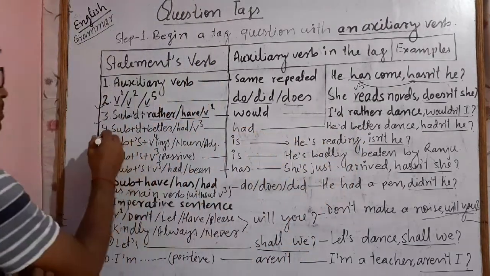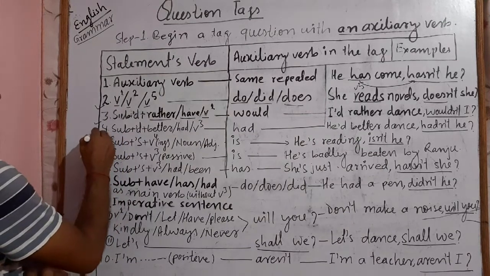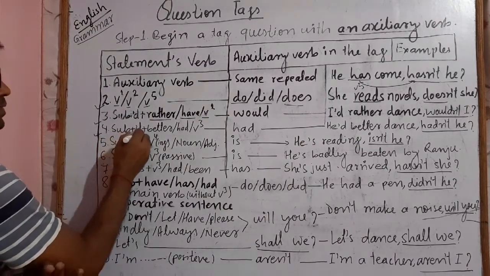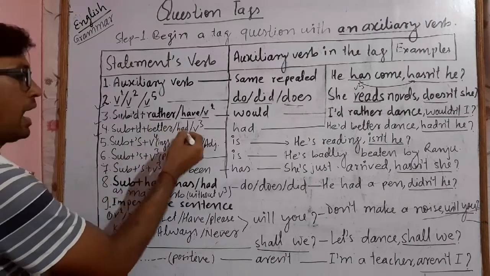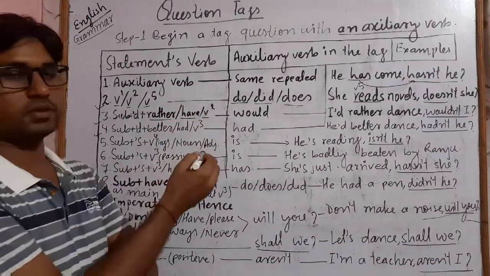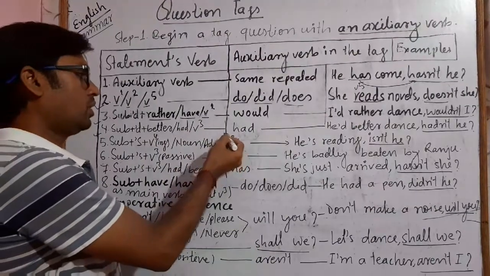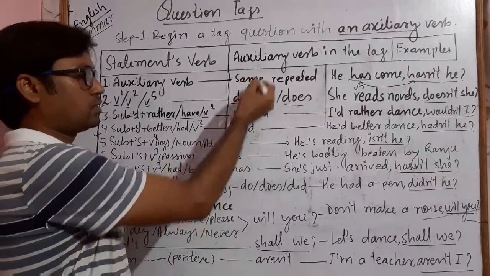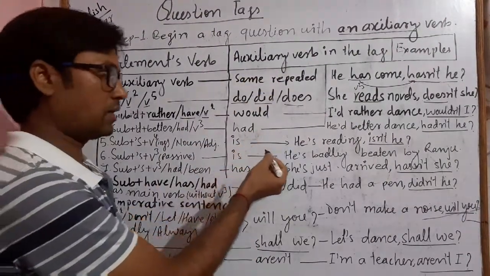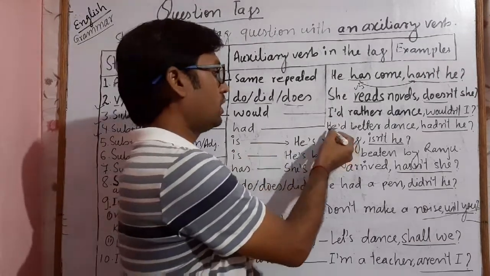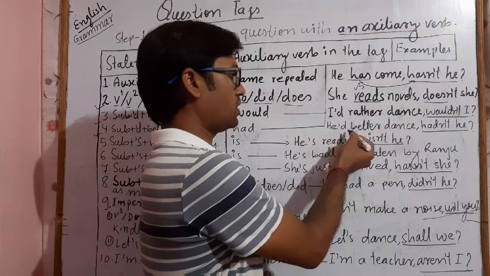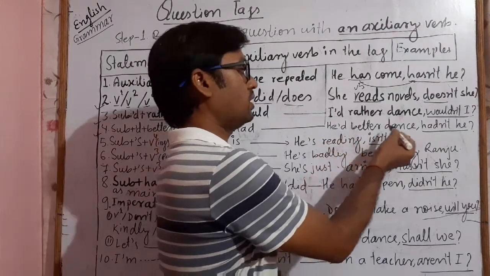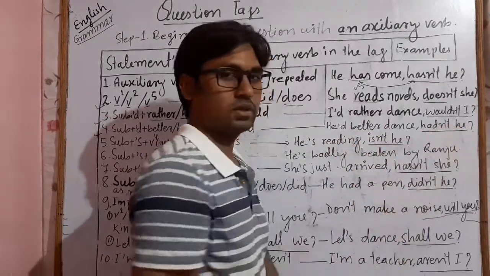So next, number 4. Subject plus apostrophe d plus better, or had, or verb 3. You have to use had as the auxiliary verb in the question tag. Example: he'd better dance, hadn't he?